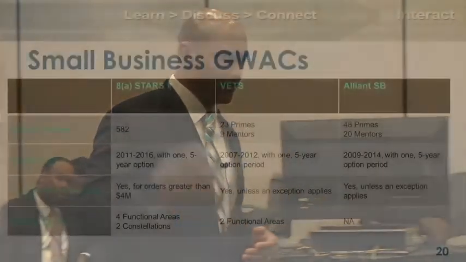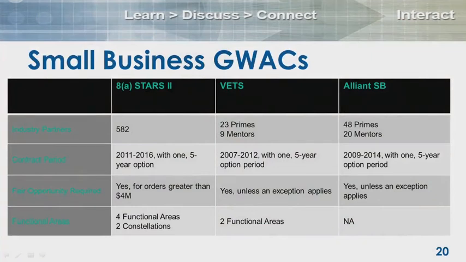Let's talk about fair opportunity. You guys have heard of fair opportunity. I know the GSA schedules class was talking about fair opportunity. Fair opportunity is giving every industry partner an opportunity to bid on every single task order award, okay? So the nature of the GWAC program is fair opportunity. If you issue a task order on the Alliance Small Business GWAC, the VETS GWAC, and the 8A Stars 2 GWAC, anything greater than $4 million, you must provide each industry partner a fair opportunity to bid for that task.